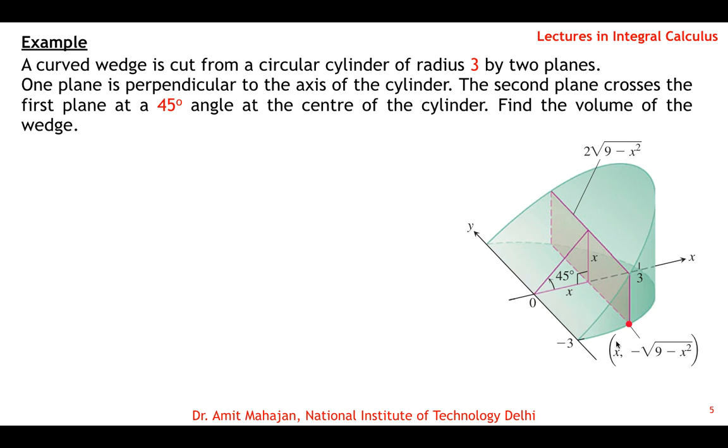So if we slice this wedge at any point x between 0 and 3, where 3 is the radius, right?